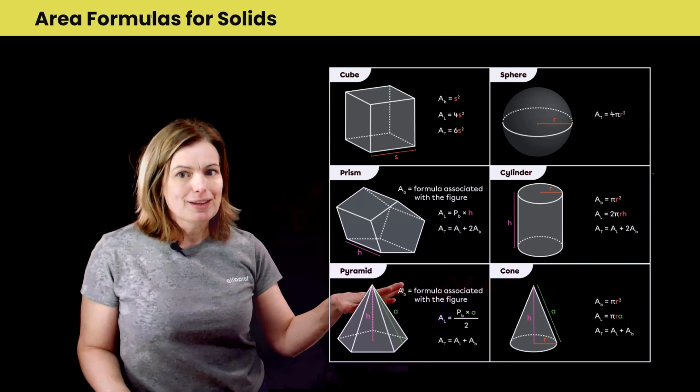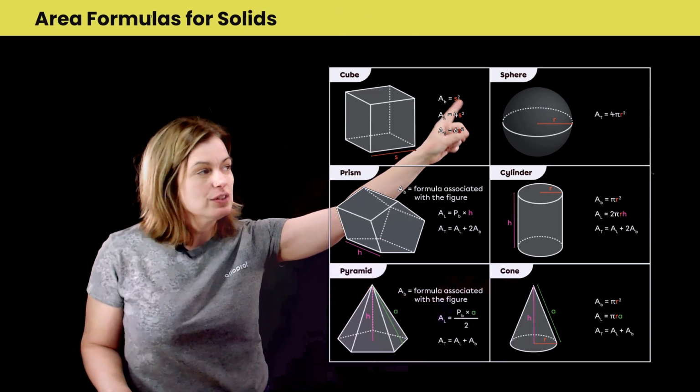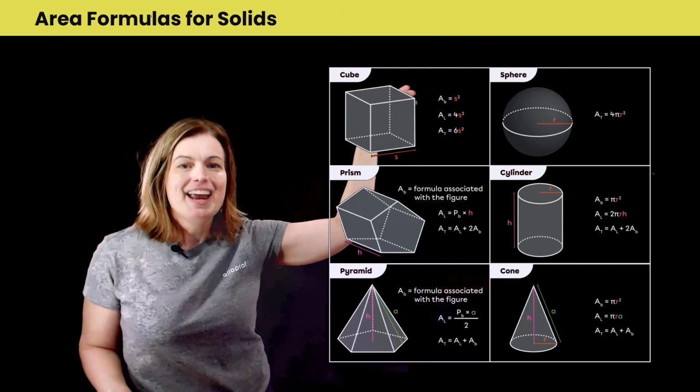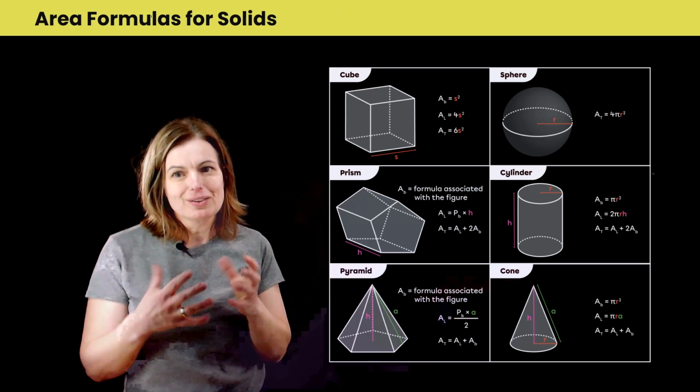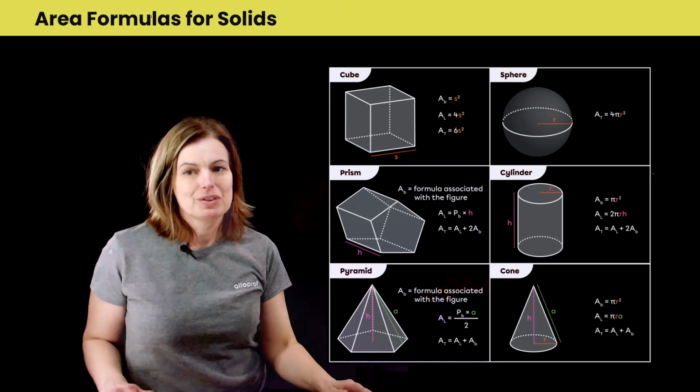And I said that these were the last ones, but I'm forgetting the sphere. We can't not talk about the sphere. The sphere is really like the area of four circles combined together into one 3D solid.